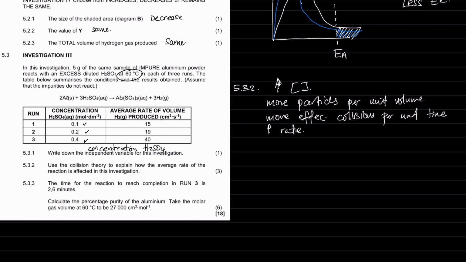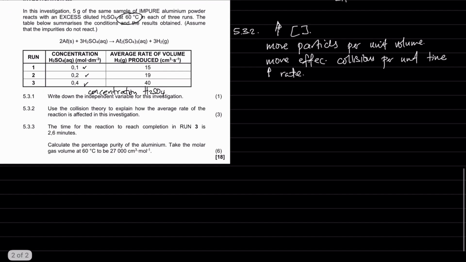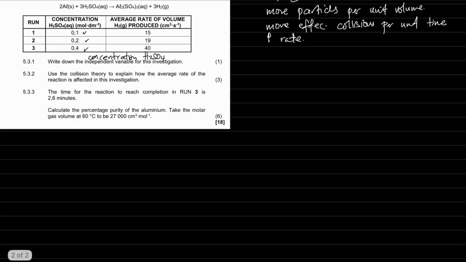5.3.3, this is a 6-mark question. The time for the reaction to reach completion in run 3 is 2.6 minutes. Calculate the percentage purity of the aluminium. Take the molar gas volume at 60 degrees Celsius to be 27,000 cm cubed per mole. So what we should start with first is our rate equation. The rate is going to equal, let's look at the units. They are using centimeters cubed per second. So rate is going to be centimeters cubed divided by seconds.